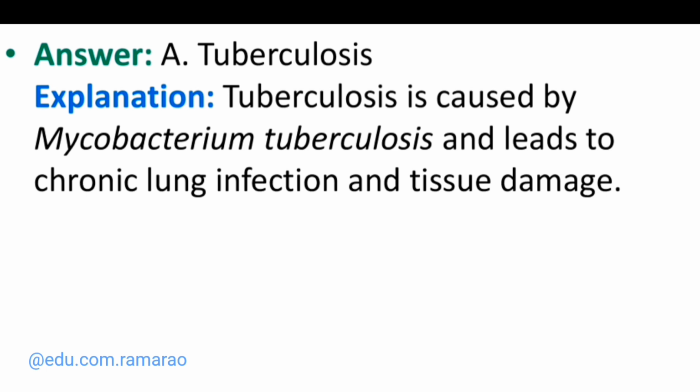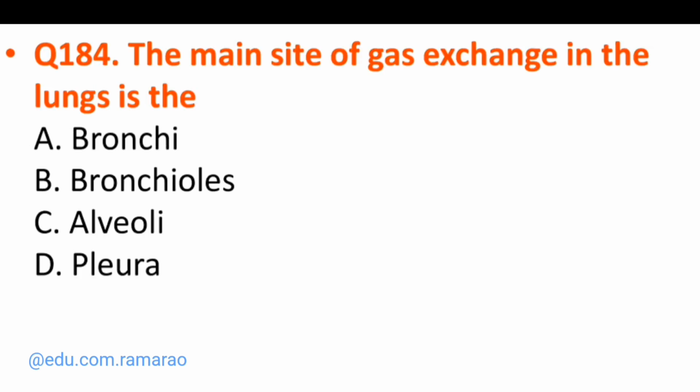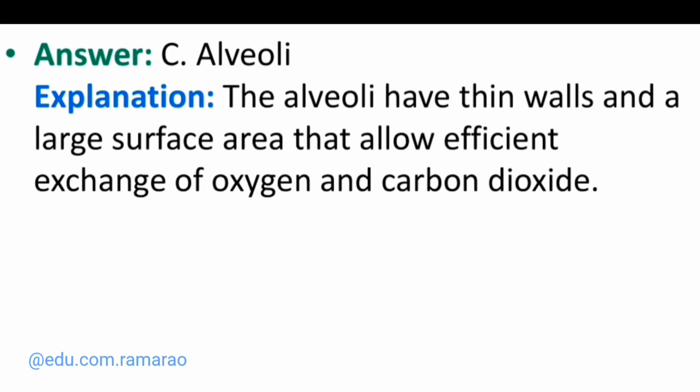The next question. The main site of gas exchange in the lungs is the option A bronchi, option B bronchioles, option C alveoli, option D pleura. The correct answer is option C alveoli. The alveoli have thin walls and a large surface area that allow efficient exchange of oxygen and carbon dioxide.